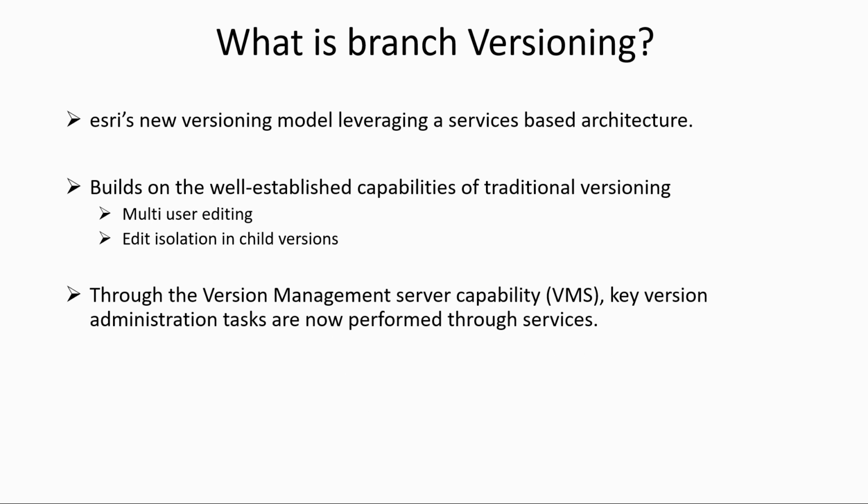Branch versioning is Esri's new long transaction model, which allows traditional versioning workflows to be performed in a services-based environment. It builds on the well-established capabilities of traditional versioning like multi-user editing, edit isolation in child versions, while also improving workflow management. It is through the version management server capability, the VMS as we call it, that key version administration tasks are now performed through services.